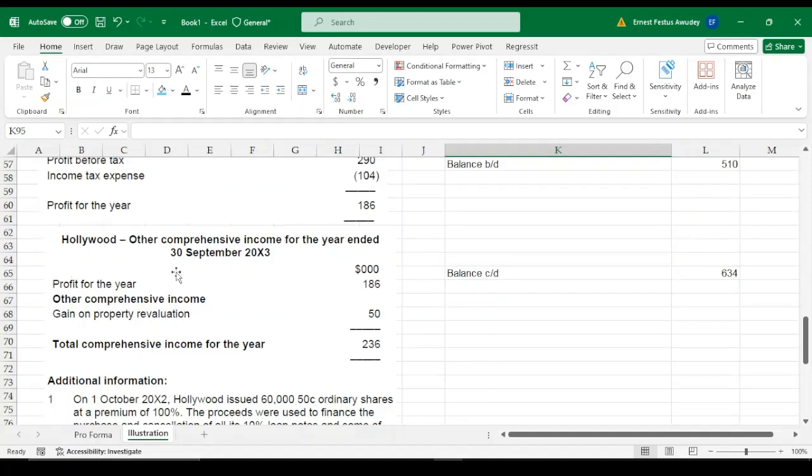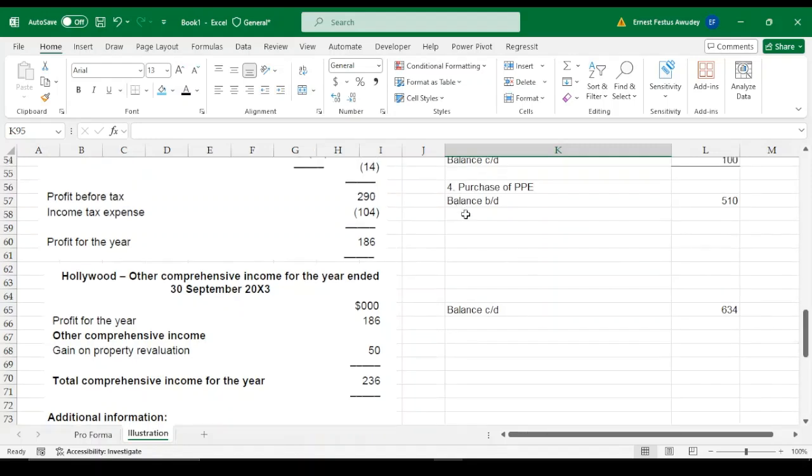So we have statements of other comprehensive income, and then we have other comprehensive income, including gain on property revaluation. So this is a gain. It means it's an upward revaluation. So I'll come here and write revaluation. This is how you calculate for any addition to your property, plant, and equipment or your non-current assets. All right. So our revaluation is 50, and since it's an upward revaluation, it's going to be a positive figure. If it were a downward revaluation, we would make it a negative figure right there.